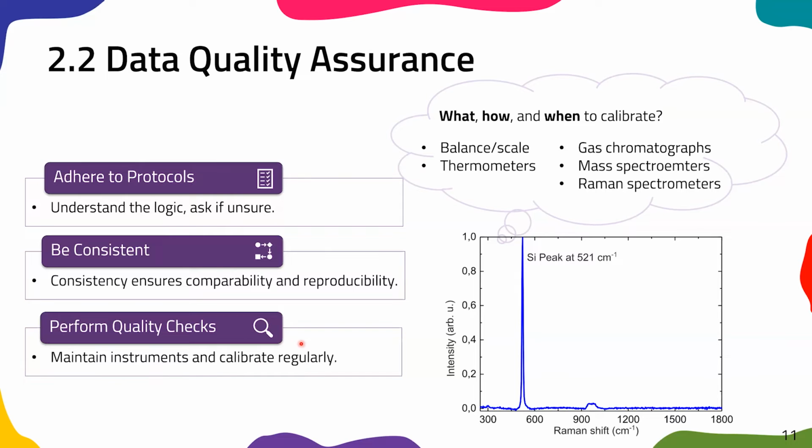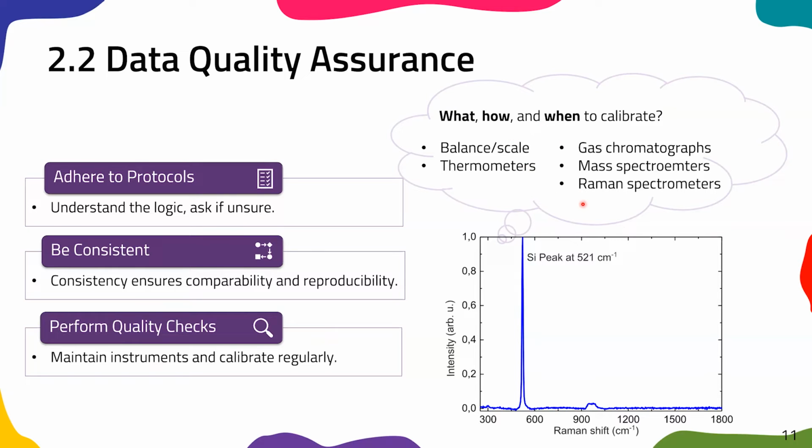Of course, some instruments don't need regular calibration, for instance, balances or thermometers. You don't have to care about them. There are some professional calibrations that are done; the university takes care of those. But for other instruments like Raman spectrometers, for instance, we should know what should be calibrated, how it should be calibrated, and when it should be calibrated.